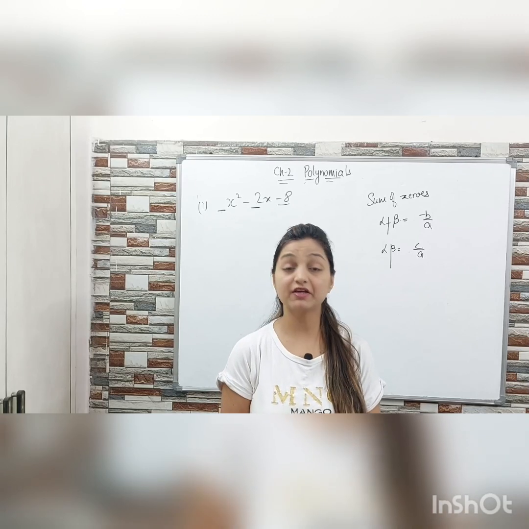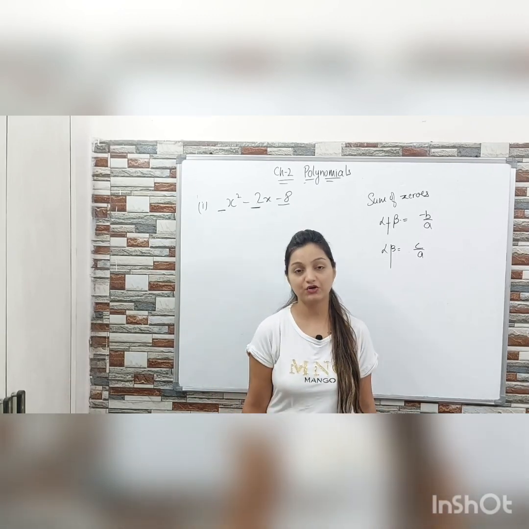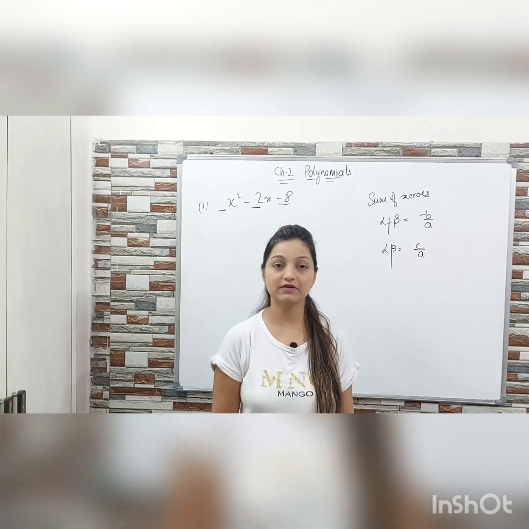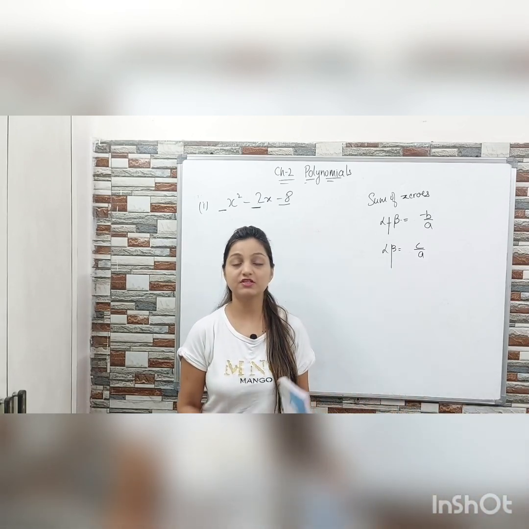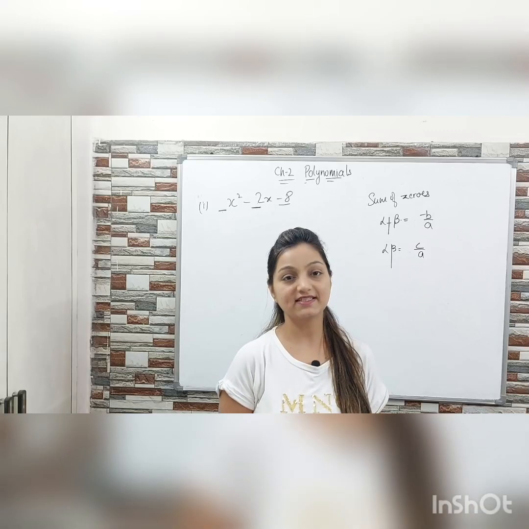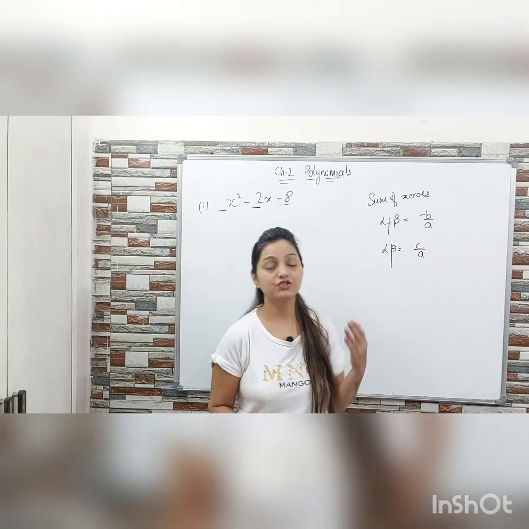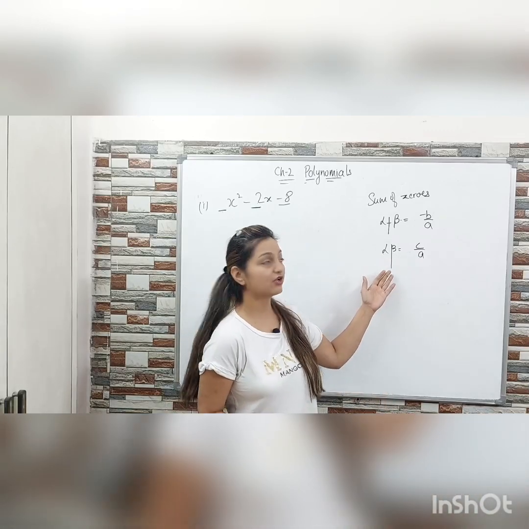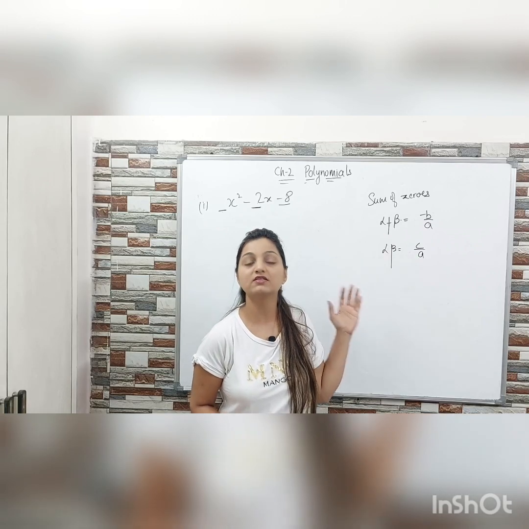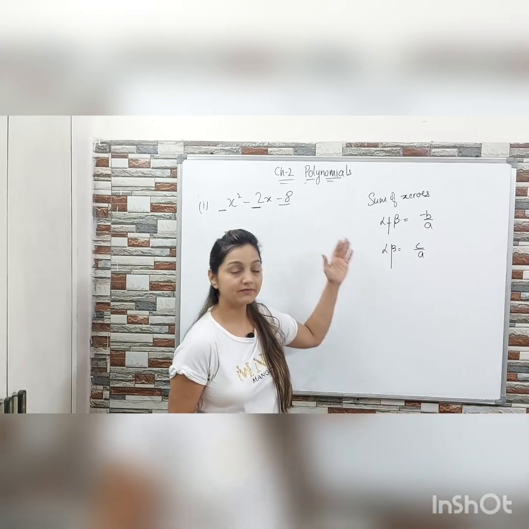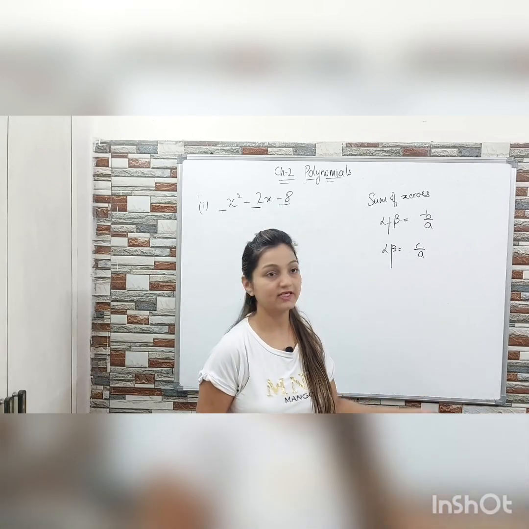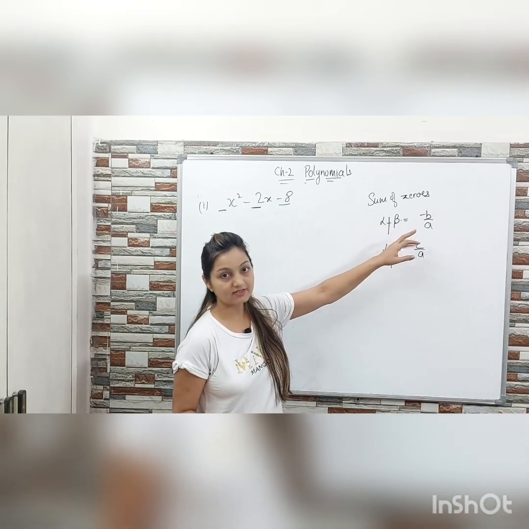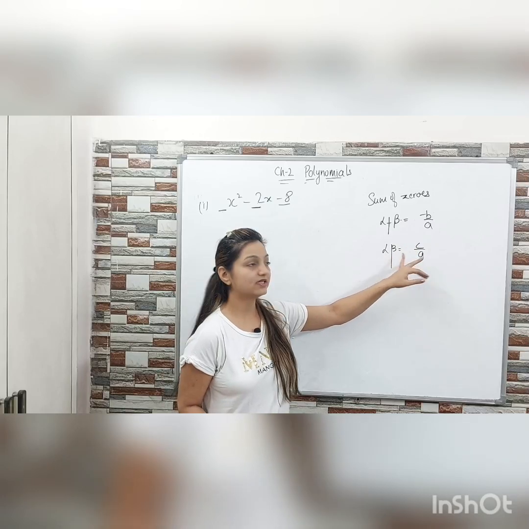I have come here with the second exercise of polynomials, class 10th chapter. The first exercise, 2.1, was posted a few days before. Now the second exercise is based on the sum of the zeros and the product of the zeros. These two formulas will help you out, and by these two formulas you can do this exercise very easily. Alpha plus beta is minus b upon a, alpha into beta is c upon a.